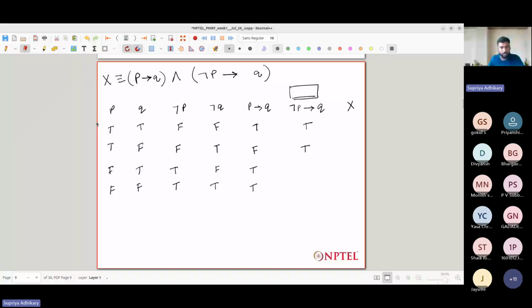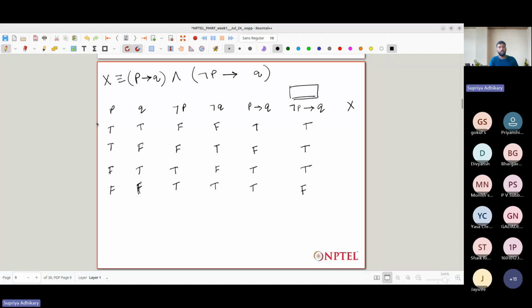The third case is true. The hypothesis is true and the conclusion is also true, so that case also is true. But in the final case, the hypothesis over here is true, but the conclusion is false. So that cannot happen, because this over here, not P, is the sufficient condition for Q, and therefore this should be false.